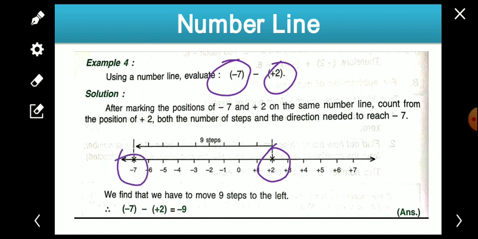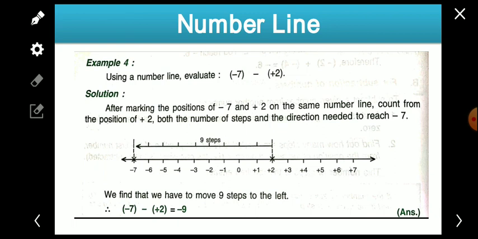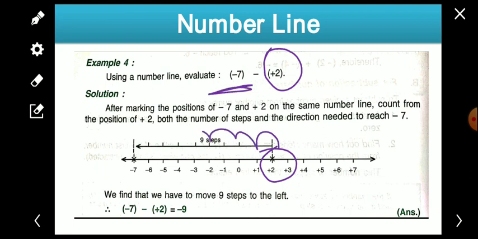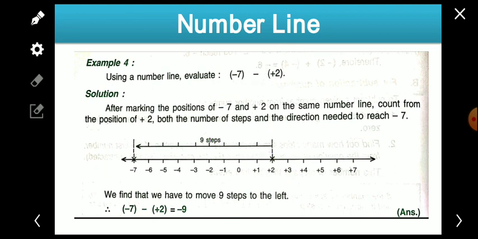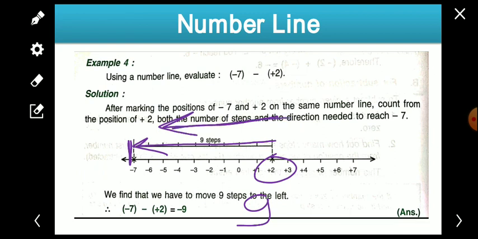Now we will start from the second number, and the second number is 2. So we will start from 2 and move towards the first number. We move like this, and you will see that we have moved 9 steps to reach the first number. So we write 9, and we have moved towards the left, so the answer will be negative. We put a minus sign before the result. So this is the answer.